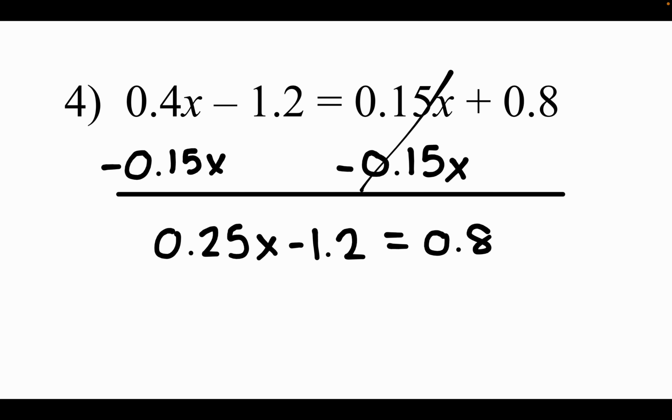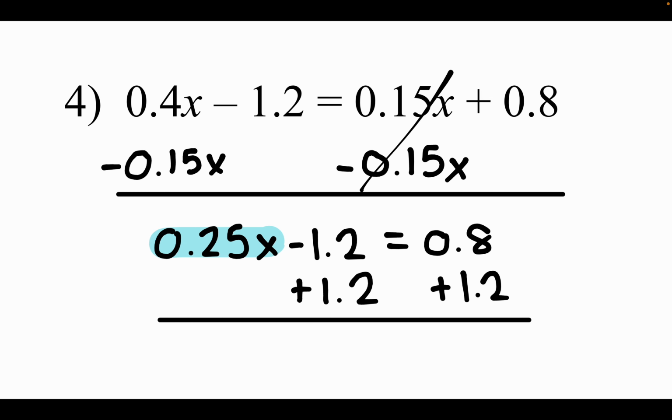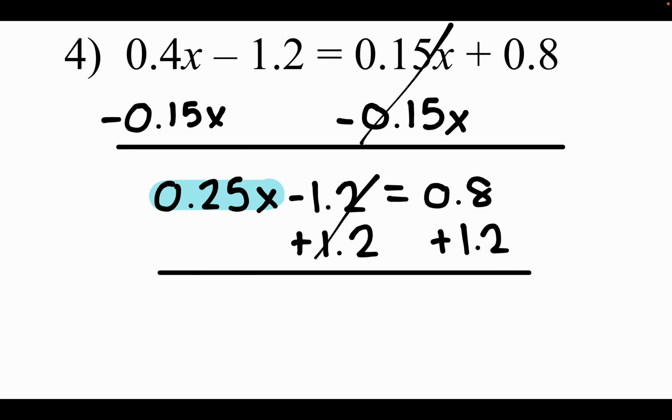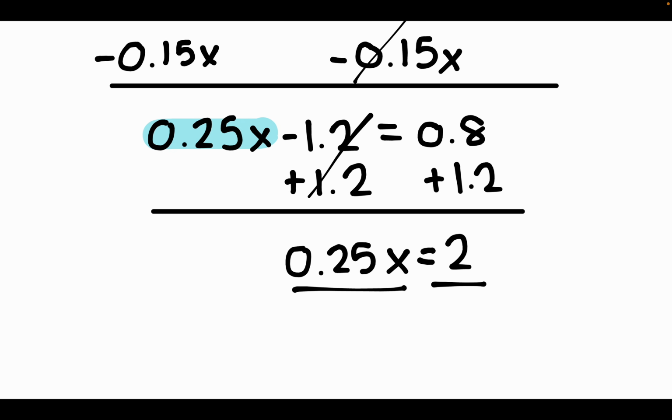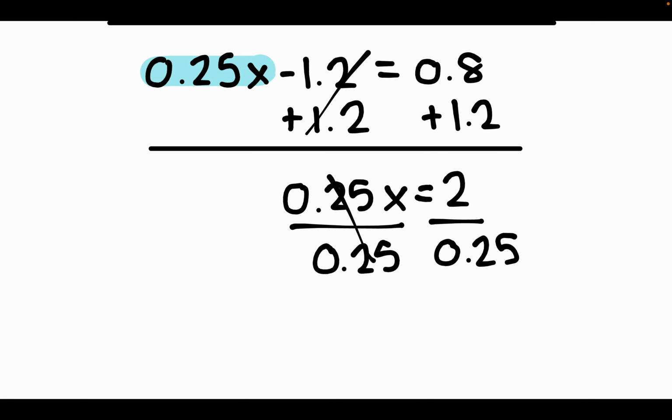Okay, then I want to isolate my term that has x, so I'm going to add 1.2 to both sides. That gives me 0.25x is equal to 2. And then I would divide both sides by 0.25 because I want to isolate the x and solve for x. So once those cancel, I end up with x is equal to 8, and that is my final answer.